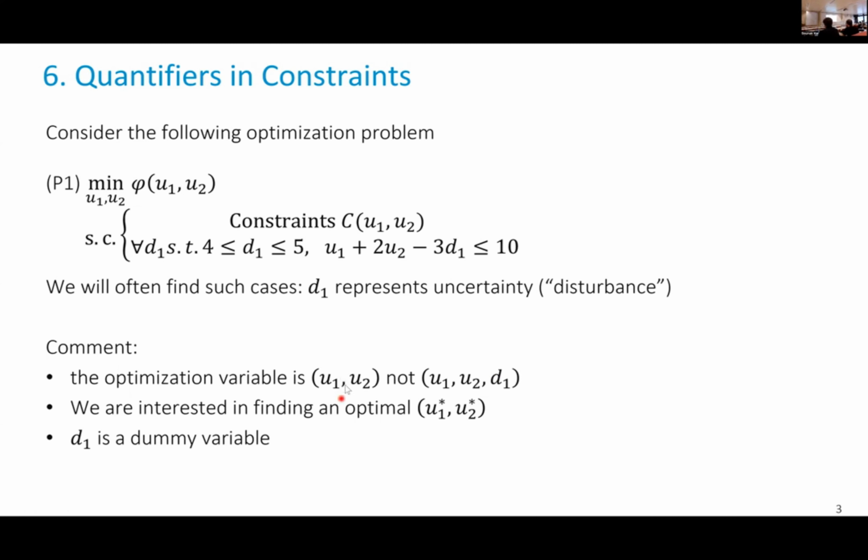And therefore, we're interested in finding an optimal U1, U2, not an optimal D1. Disturbance, typically, we cannot choose it. It's imposed on us by nature. We cannot choose what the future will be. We have to be ready for all the occurrences of the future. That is what is explained here.